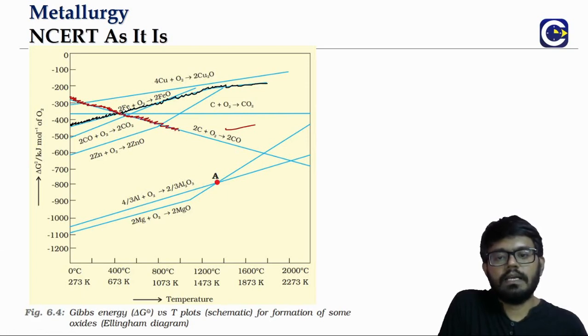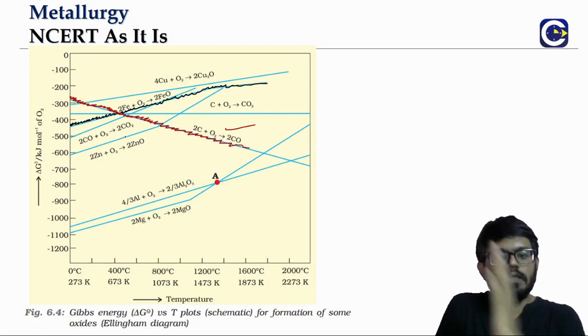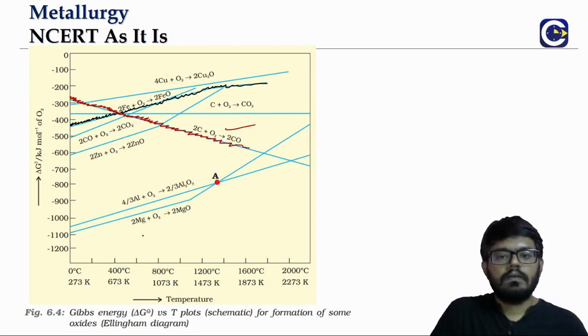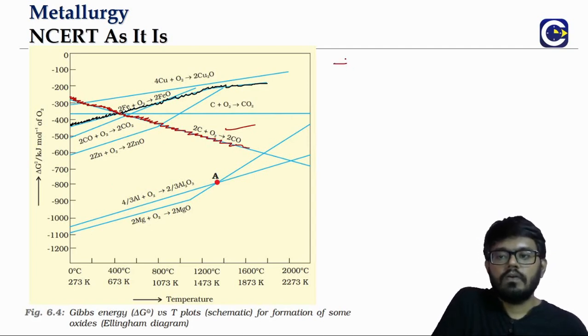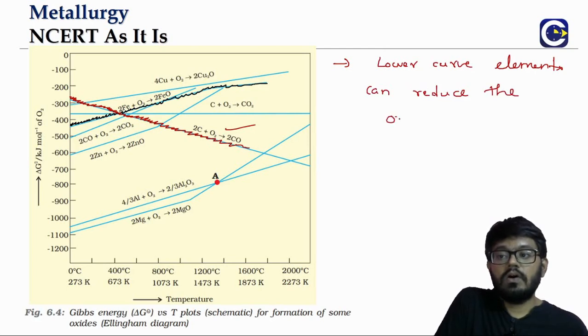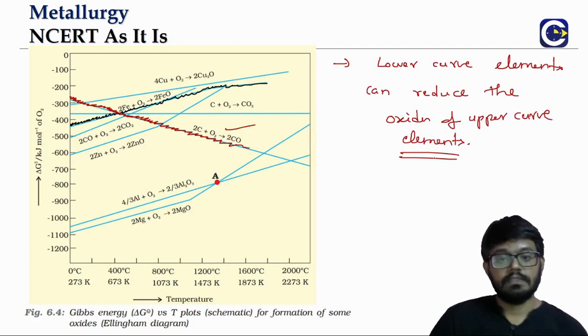Now what we can clearly understand is, in the lower temperature range, the coke curve is actually above. Coke curve is not below. Remember, for a substance to be acting as a reducing agent, what did we say? The lower curve elements can reduce the oxides of upper curve elements. This is the understanding we have got from the Ellingham diagram analysis, which means what?